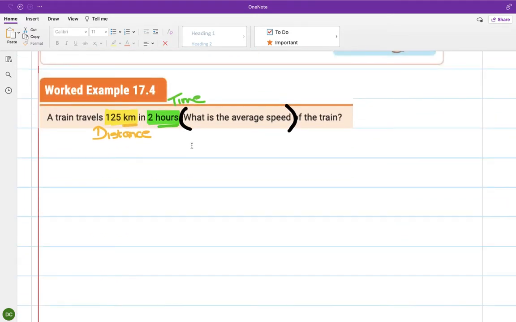So I go back down here and I write that down. So distance divided by time. The distance is 125, the time is 2, and you can use your calculator to get the answer, which is 62.5. That's the speed of the train. Yeah?